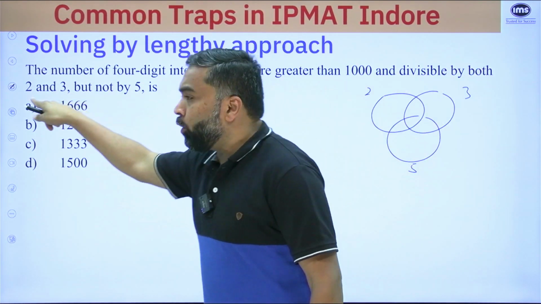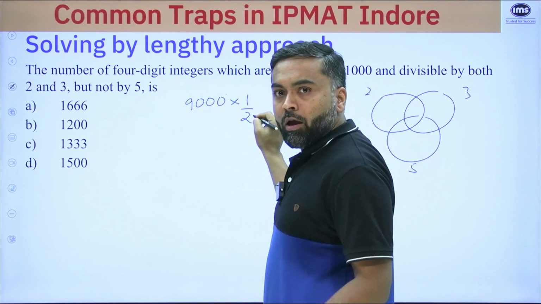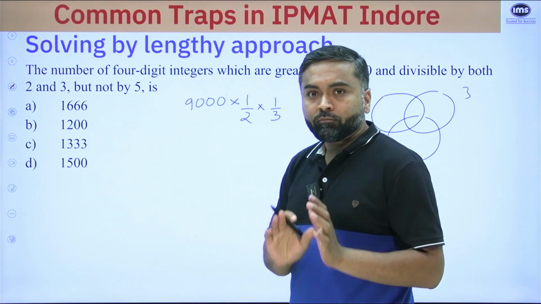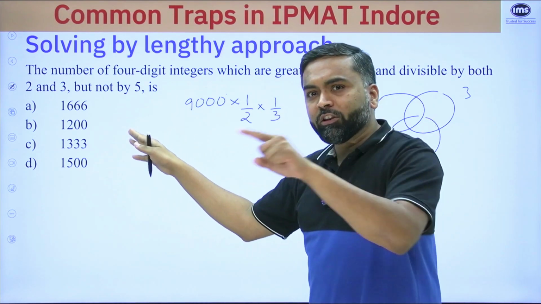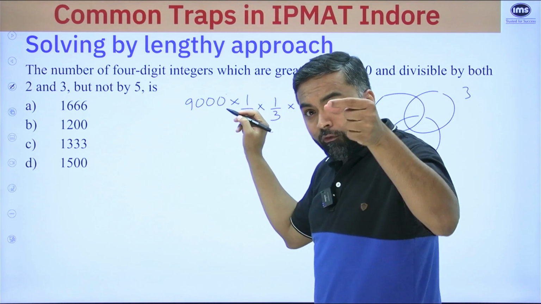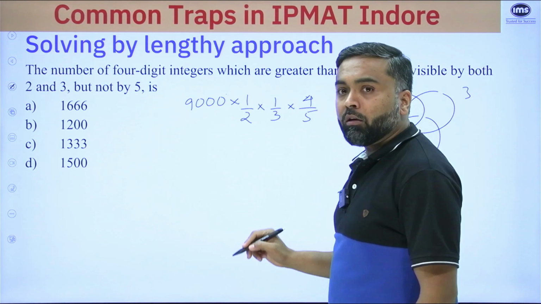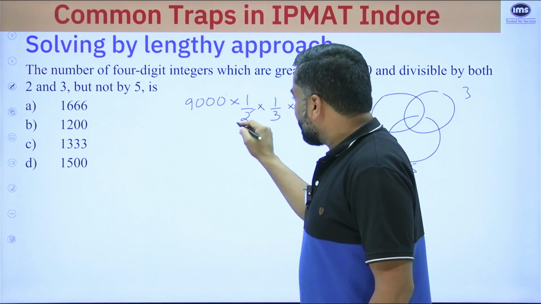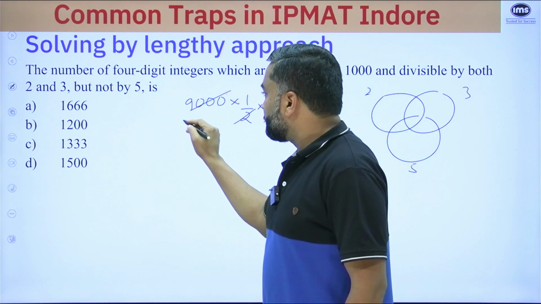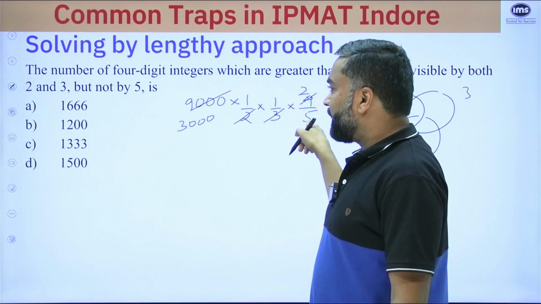Is divisible by both 2 and 3. So half of this is divisible by 2, and half of the remaining is also divisible by 3. It is not divisible by 5, which means 1 by 5th of the remaining is divisible by 5. So 4 by 5 is not divisible by 5. So if you see this, this is basically 3000. 3000 into 2 is 6000. 6000 divided by 5 is 1200.